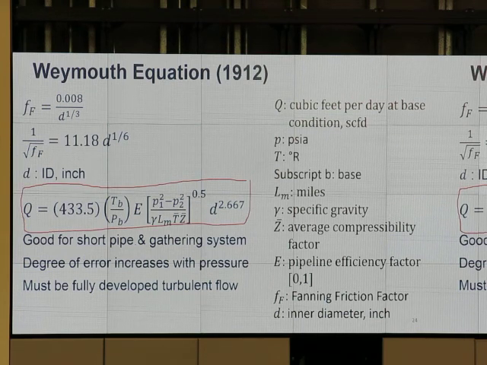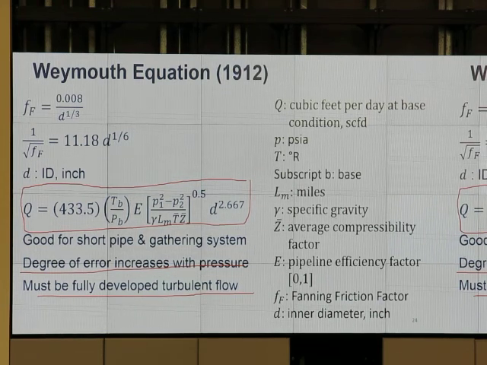The Weymouth equation is good for short pipe. The degree of error increases with pressure, and it must be fully developed turbulent flow. So that is short pipe and fully rough region. That is the Weymouth equation. So this means Reynolds number has to be high. Velocity is high, Reynolds number is high, so it's used for short pipe in the facility. Do we use the Weymouth equation in the facility? Yes. Within the facility, the equation for pressure drop for single phase gas flow is the Weymouth equation.